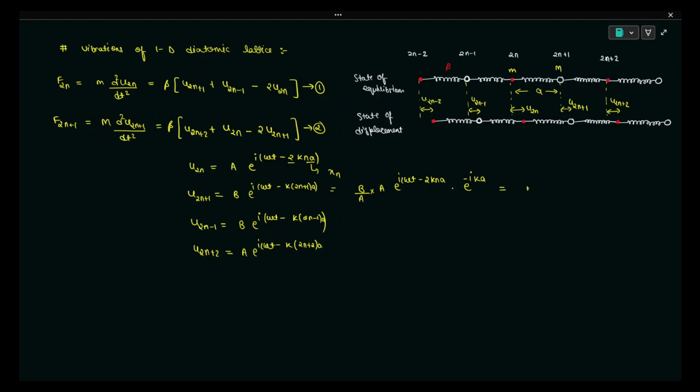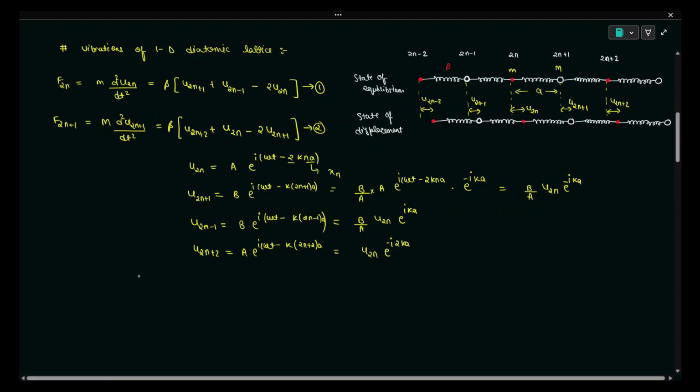So this will become b by a u2n e raised to power minus iota ka, and similarly this u2n minus 1 will become b by a u2n e raised to power iota ka, and this u2n plus 2 will become u2n e raised to power iota 2k with a negative sign. So let's try to substitute all these solutions in the differential equation.